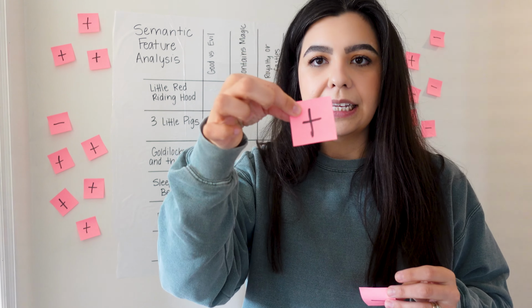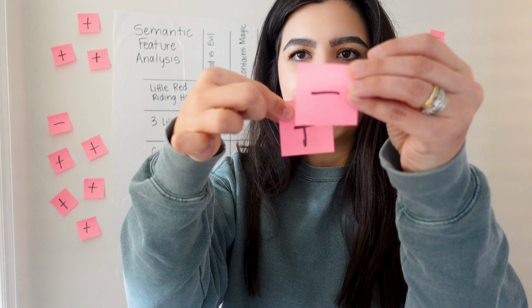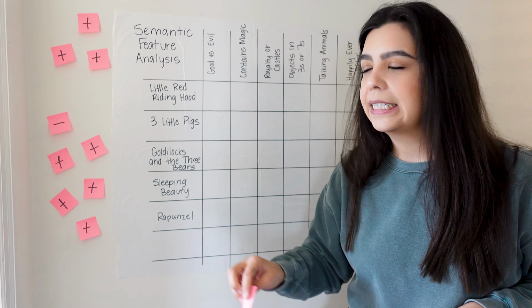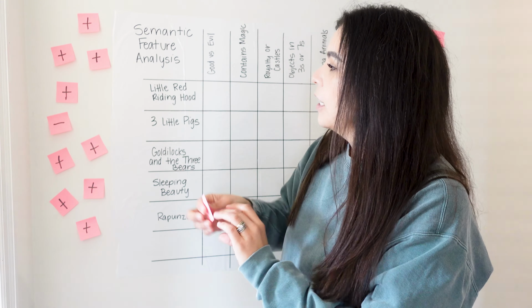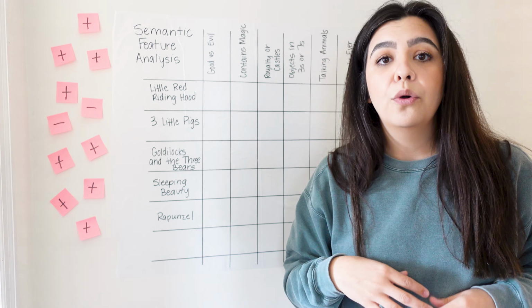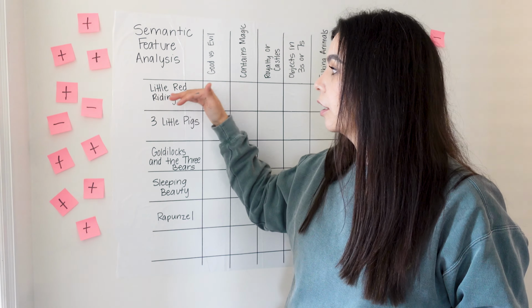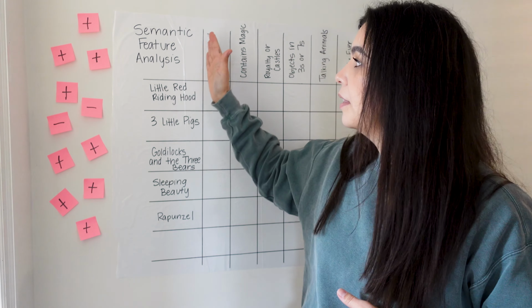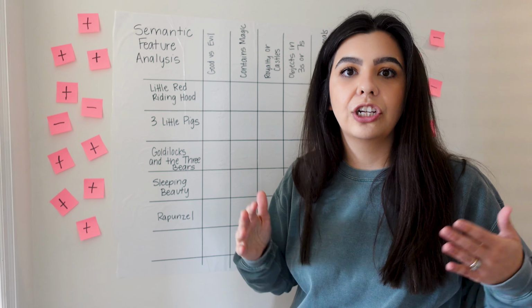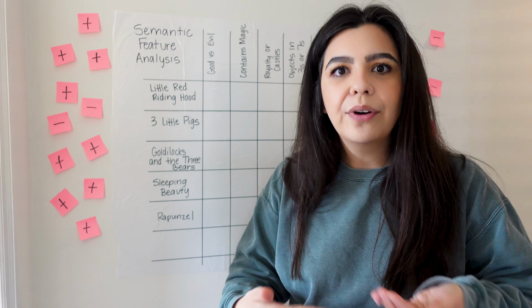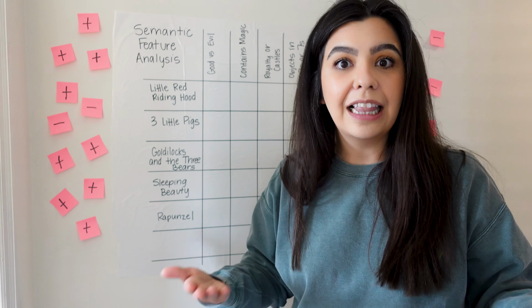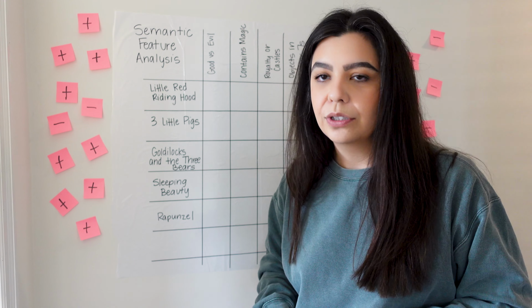And I have pluses and I have minuses. So some pluses, some minuses. And so as you would go through, when you read each of the different fairy tales with your students, I would read Little Red Riding Hood first, I would then go through and we would have a discussion as a class of whether or not it included any of these elements under fairy tales.